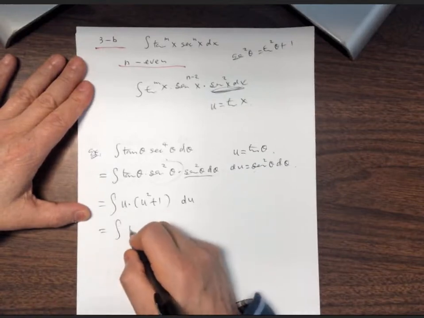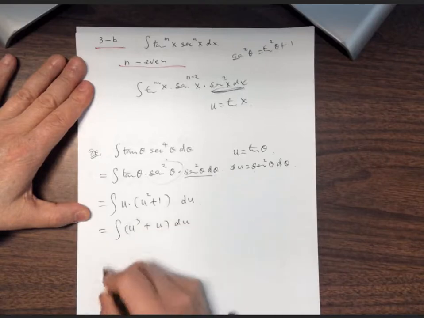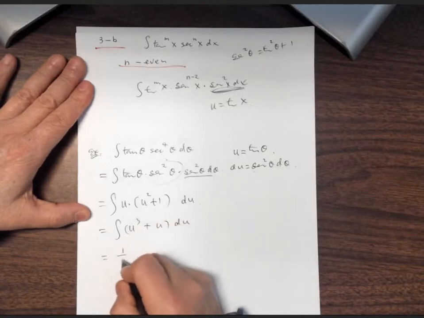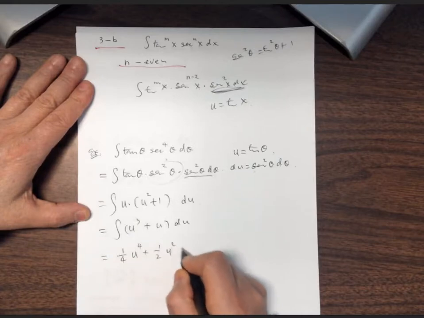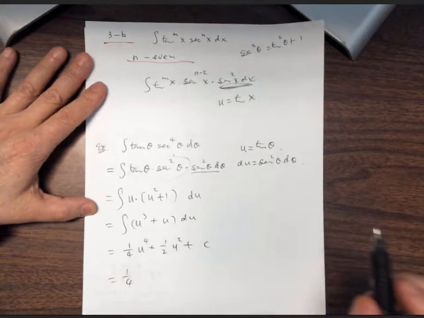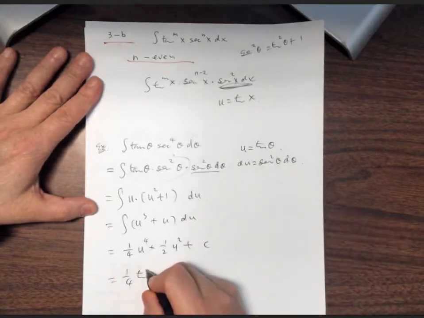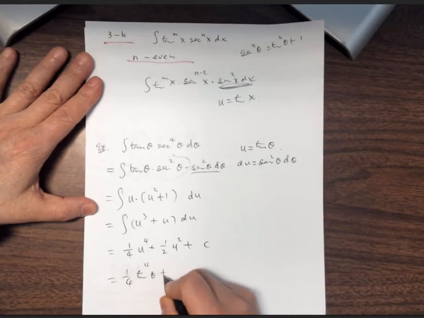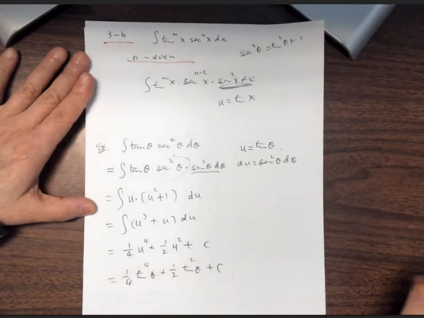So multiply through first, u to the third power, u du, then integrate: 1/4 u to the fourth plus 1/2 u squared plus c. Very simple. Tangent comes back here. All right.